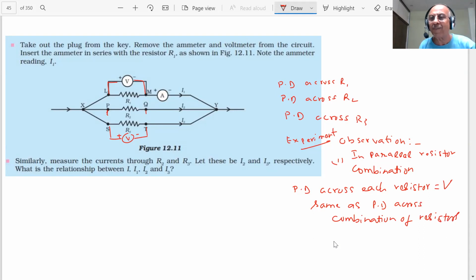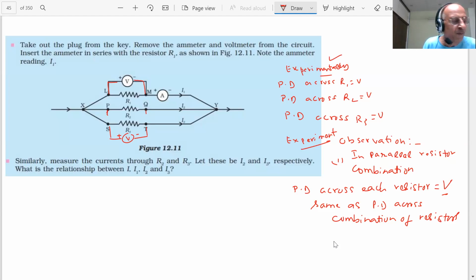This is the difference between parallel and series combination. In series, we found different values of V1, V2, V3, but here we find the same value of V. So what we find? R1 potential difference V, R2 V, R3 V. Experimentally, we find this. Experimentally, from the activity, this result is obtained.